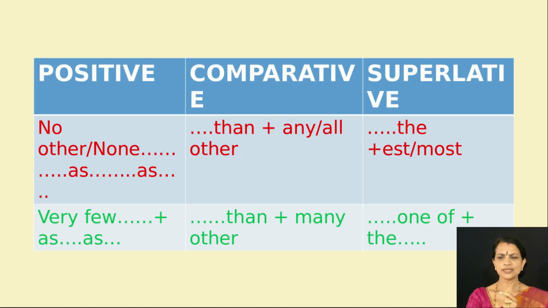In comparative degree, we use dash dash than any other or all, and in rare cases we use than plus many other. In superlative degree, it is compulsory that we use the plus adjective est or most, or in rare cases we have to use dash dash one of the plus dash dash.